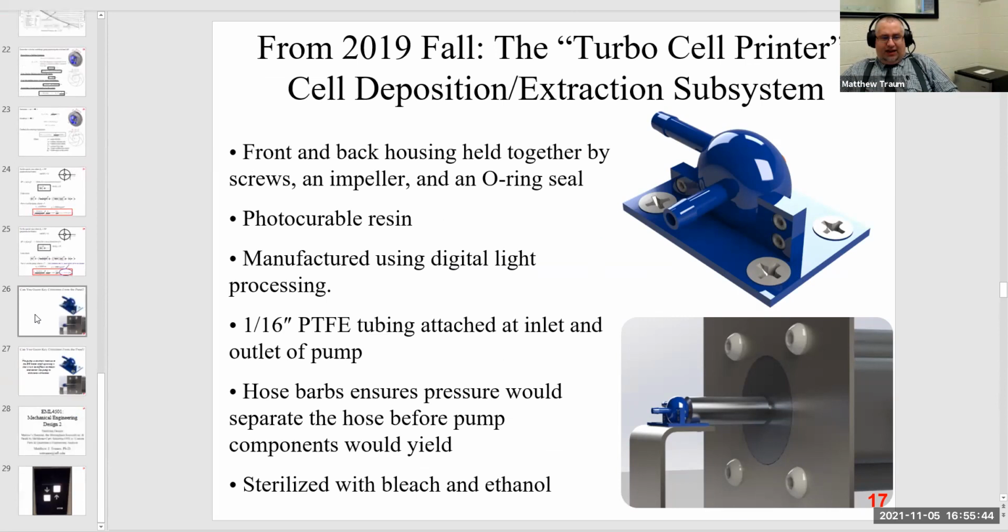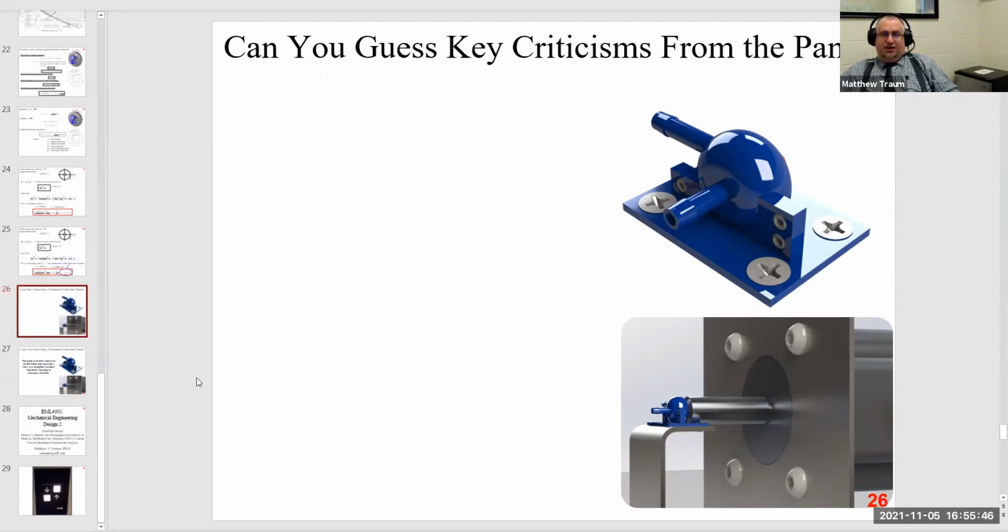So that's kind of a representative engineering analysis that I'd be interested in seeing from you guys. 1 per subsystem is the minimum that we're expecting. So I was super excited about this. Most of the other solutions that students came up with did not meet the customer expectation of 1 microliter per minute. And so this seemed like a really good idea. When the students then presented to the panel, any ideas what the key criticism was?